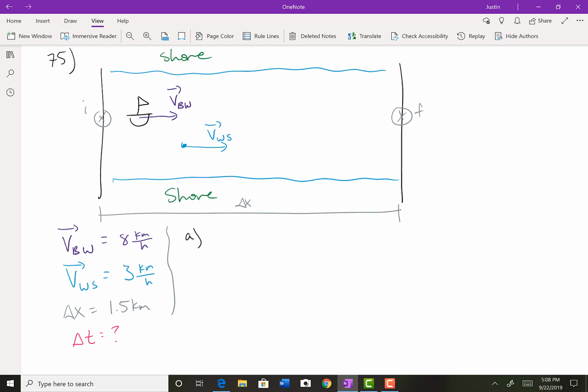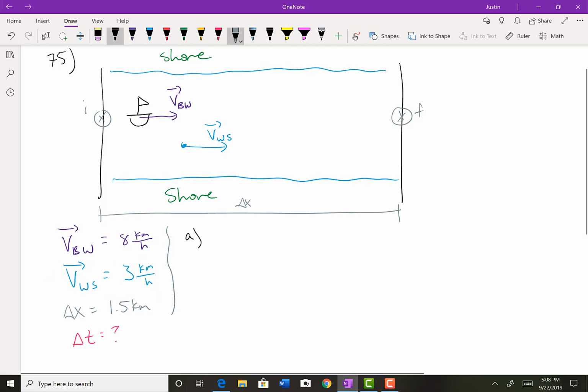And so I've got my knowns here. My velocity of the boat with respect to the water is 8 kilometers per hour. The velocity of the water with respect to the shore is 3 kilometers per hour. And the distance that the boat is going to be traveling is 1.5 kilometers. And we're trying to find out what's the time.